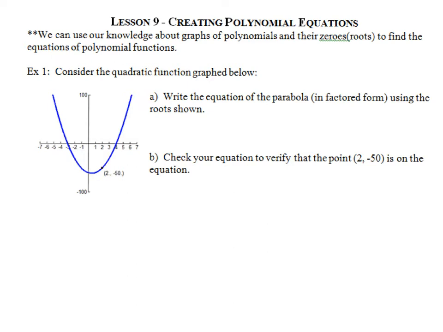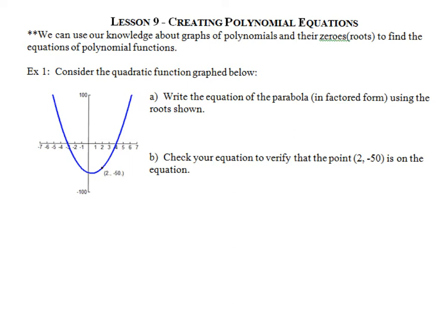In this lesson we're going to continue working with polynomial equations and see how the equations, the graphs, and the zeros of polynomials all work together. We can use our knowledge about graphs of polynomials and their zeros or roots to find the equations of polynomial functions. So looking at example number 1, we see that we have a quadratic function.